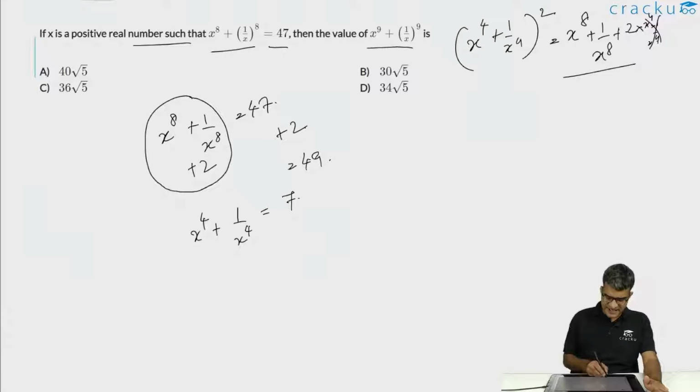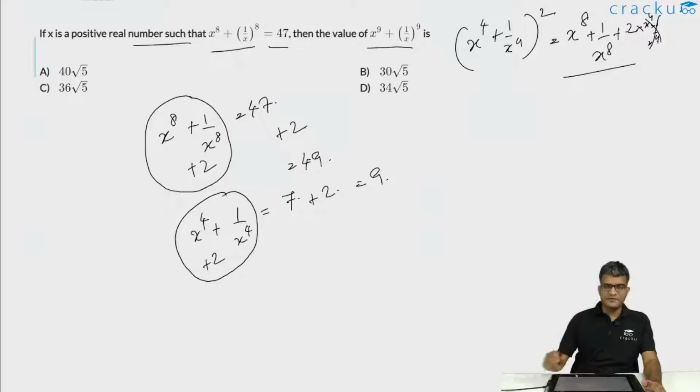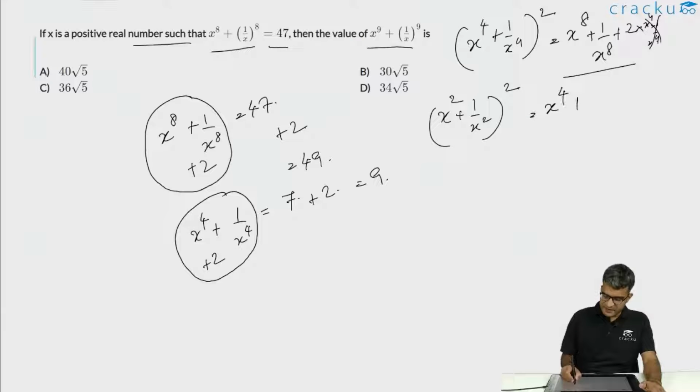Let us again add plus 2 here and plus 2 here. The right hand side is 9. The left hand side is x to the power 4 plus 1 by x to the power 4 plus 2, which is actually equal to x square plus 1 by x square whole square. This is equal to x to the power 4 plus 1 by x to the power 4 plus 2. So we will get x square plus 1 by x square is equal to 3.